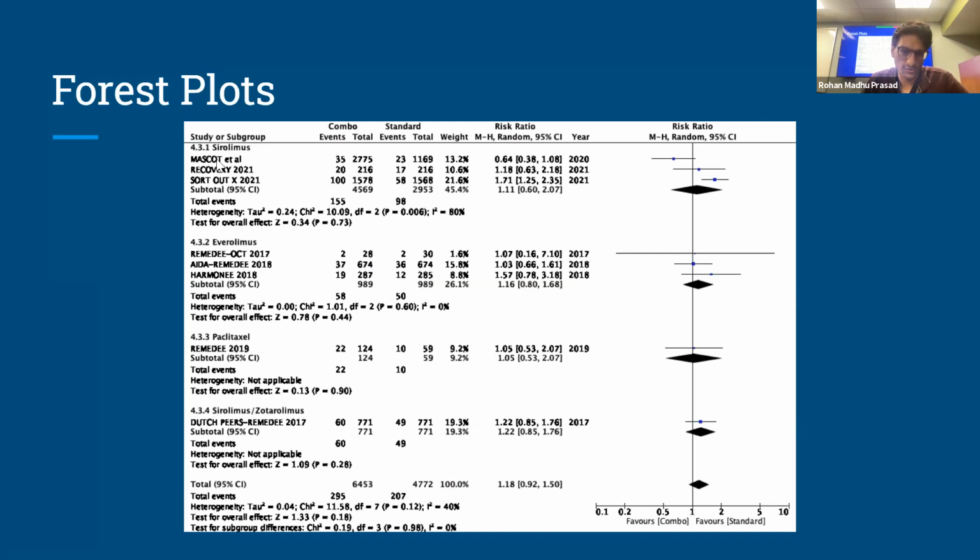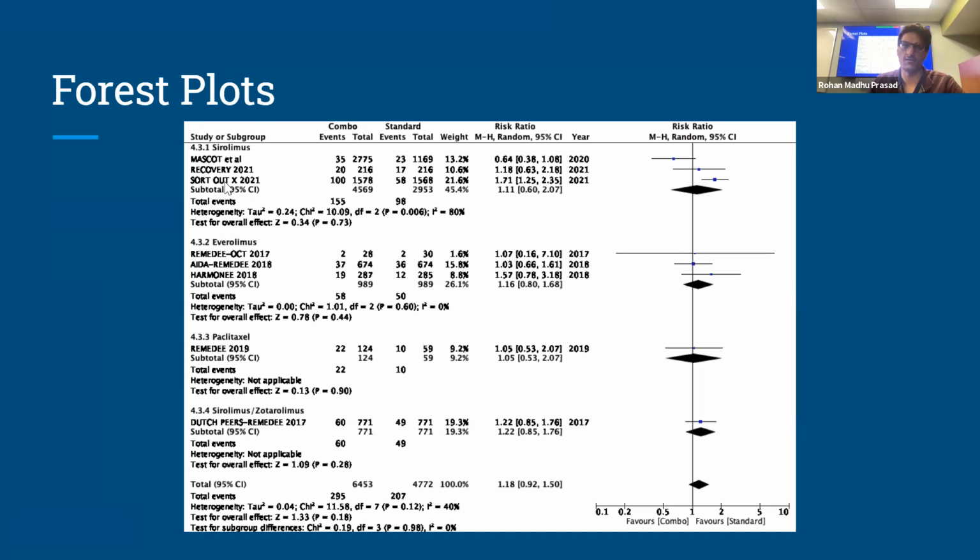So this is the forest plot that I included because this is focusing on the subgroup analysis, where the first one includes all studies that included sirolimus stents, and then the second one is everolimus stents, third is paclitaxel, and then the fourth is a combination of sirolimus and zolidlurmus.